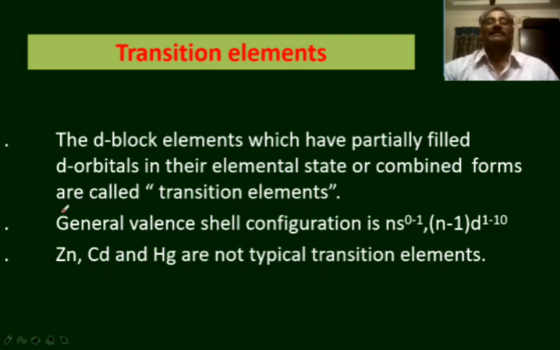The transition elements are nothing but the d block elements, which have partially filled d orbitals in their elemental state or combined forms. The general valence shell configuration is ns0 to 1, (n-1)d1 to 10. Zinc, cadmium and mercury are not typical transition elements as they do not contain unpaired electrons either in the elemental state or in the form of their compounds. But these exhibit properties similar to transition elements. Because of that, these are added in the transition elements.